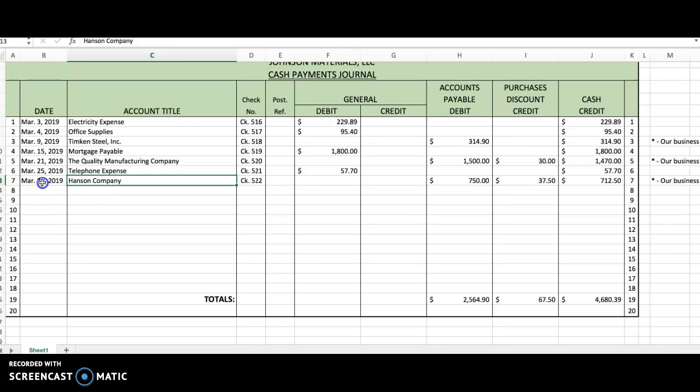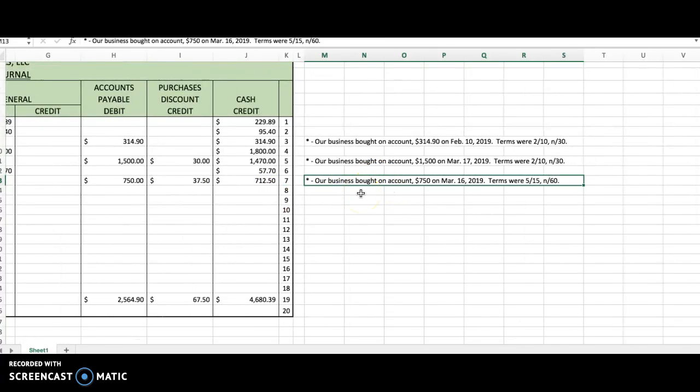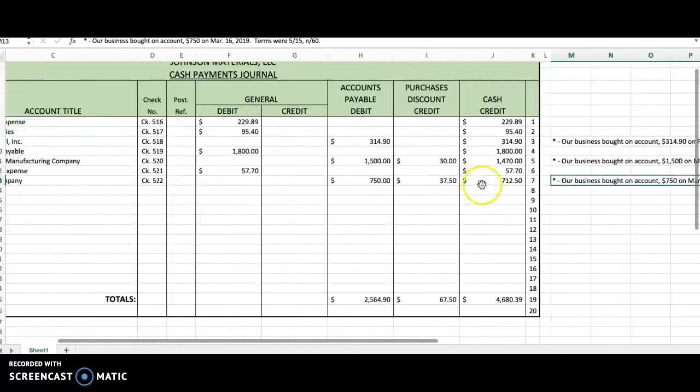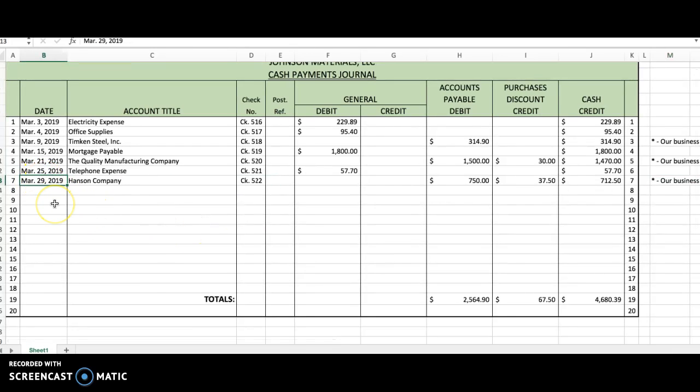And the final one, March 29, Hanson Company, we paid their bill, and the terms over here were pretty generous. If you look at these terms, we bought this on account on March 16th, and the terms were 5/15, n/60. Obviously, that means we get 5% off if we pay within 15 days. And if not, the whole thing is due in 60 days. That's what the n/60 means. So we purchased this on March 16th, and we're paying it on March 29. If you do a little simple math, you see that we are within the 15 days.